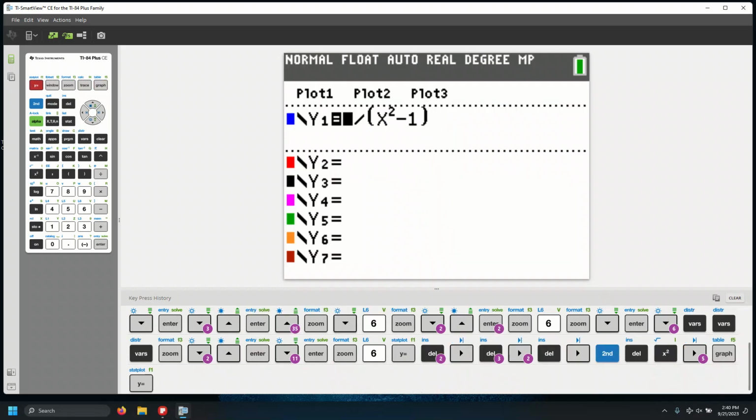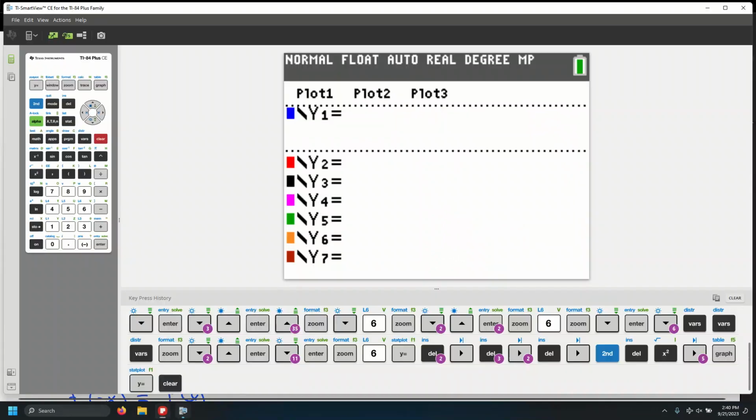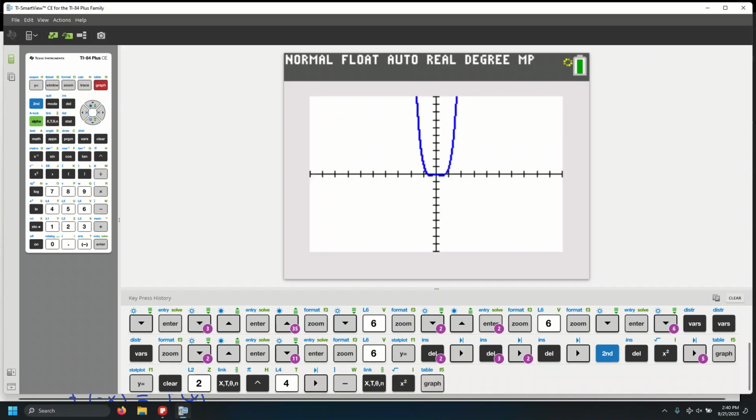Now let's have a look at the other function. Let me go back and edit the y. Need to clear the whole thing. What is that? 2x to the 4th power minus x squared. And graph. We can easily see that this graph is symmetric about the y-axis, right? Which checks with what we did algebraically: we got that it is indeed an even function.